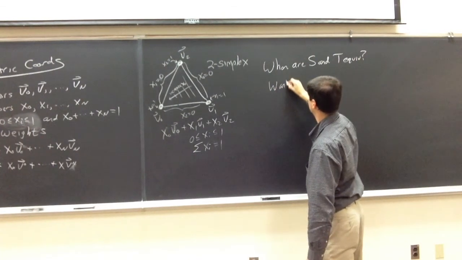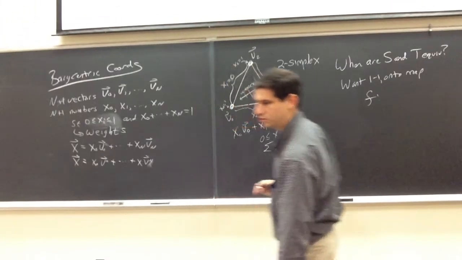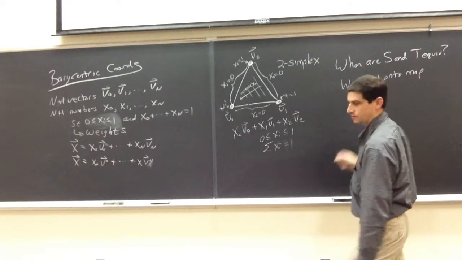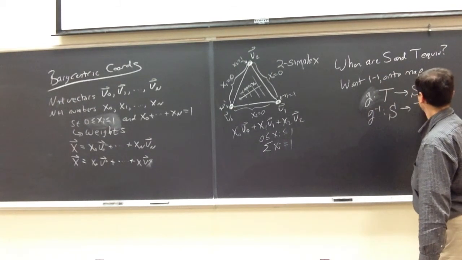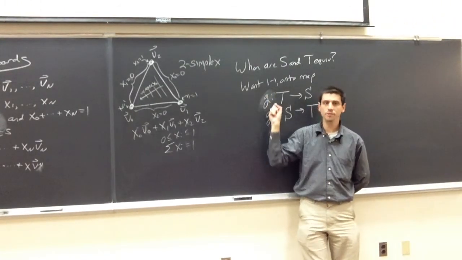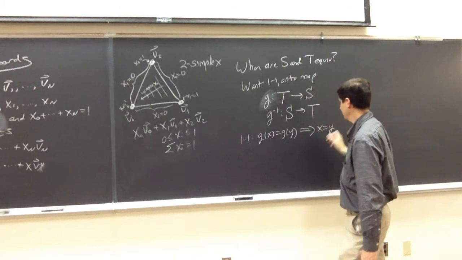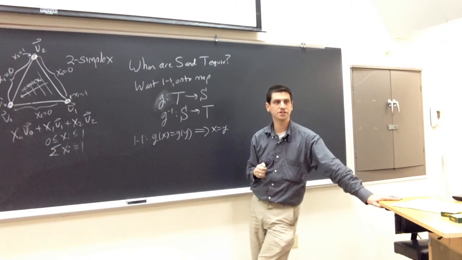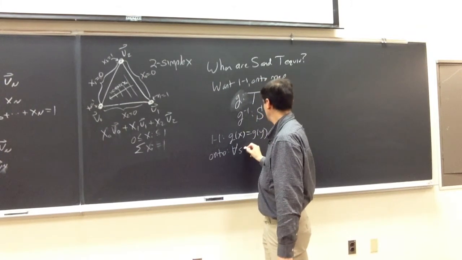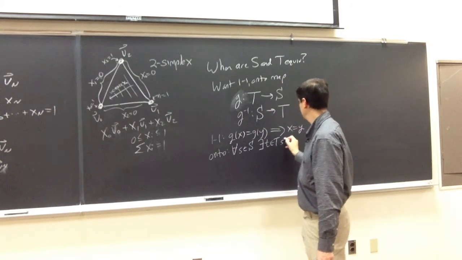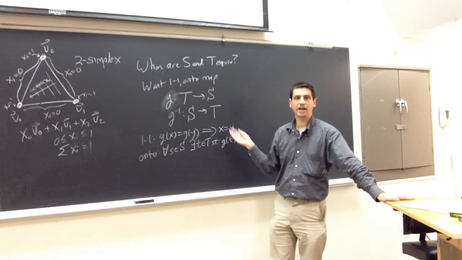So I want a one-to-one onto map G. So I will have G go from the triangle to the set, and G inverse will go from the set to the triangle. What one-to-one means is G of X equals G of Y implies X equals Y. That you don't have two inputs sent to the same output. Onto means for all little s in big S, there exists a t in T such that G of t equals s. So onto means you give me anything in S and I can find something in T that's sent to it.